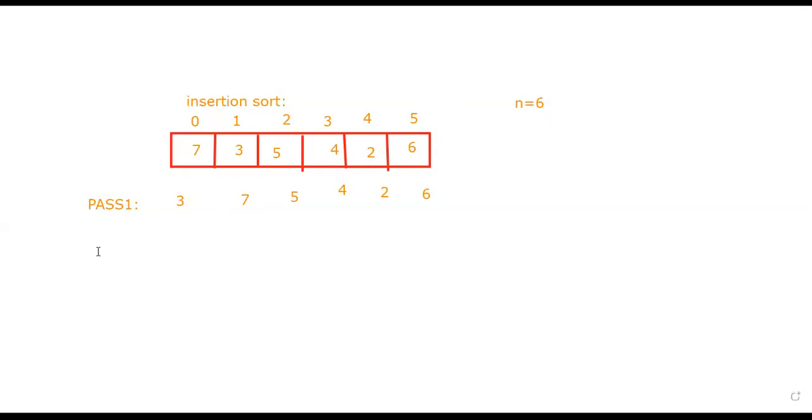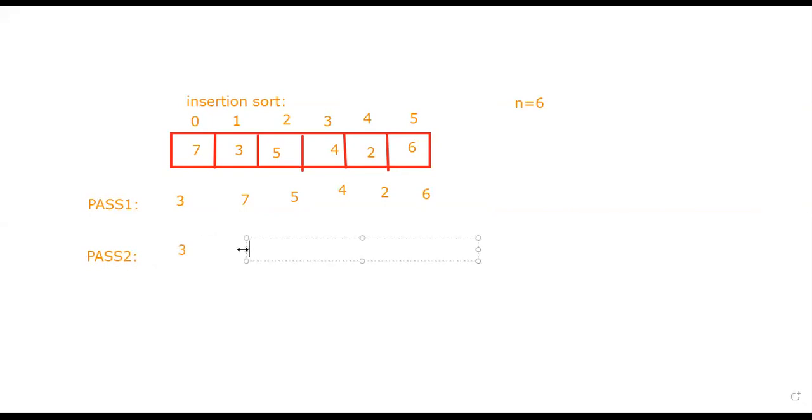After that, next is pass 2. In pass 2, the elements 3 is in order, 7 is in order. So the next iteration is 5 is compared with 7. 5 is compared with 7. So the position of 3 is the same.